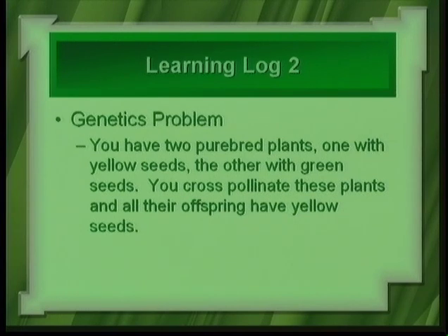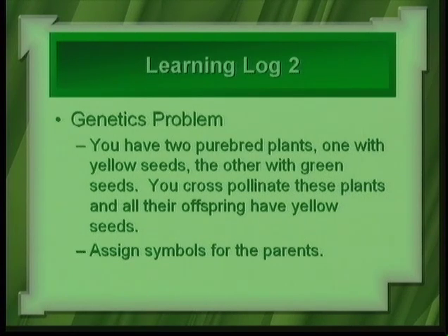You cross-pollinate these plants, and all the offspring that come out, all the F1, have yellow seeds. So you have 2 purebred plants, one with yellow seeds, the other with green. You cross-pollinate these 2 plants, all their offspring have yellow seeds. Is that enough time, you think? Alrighty.